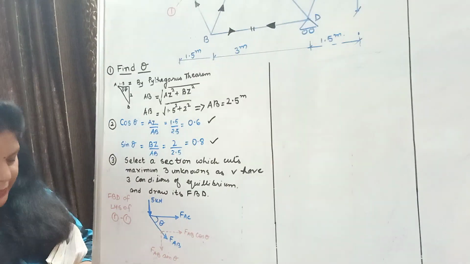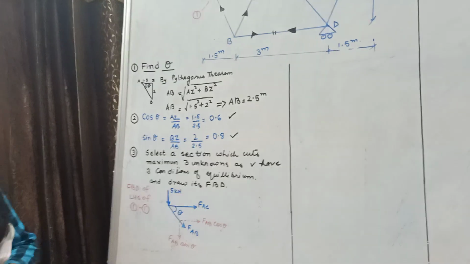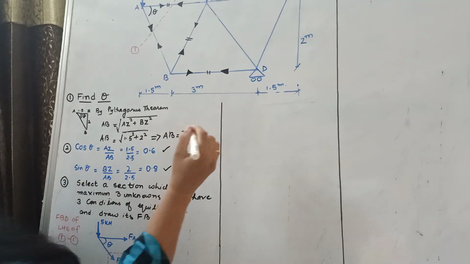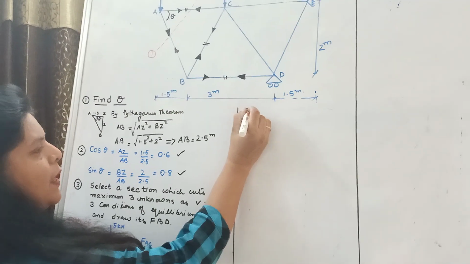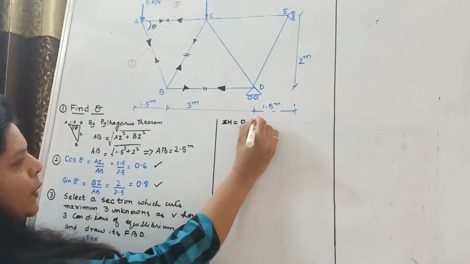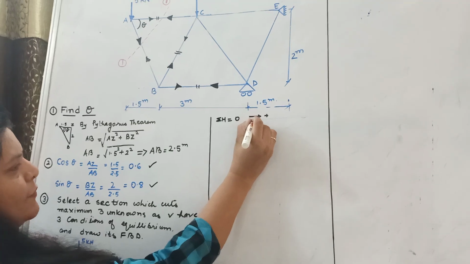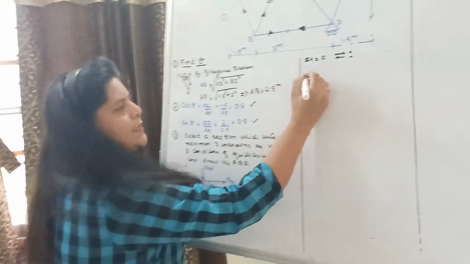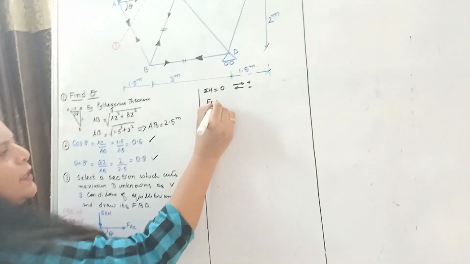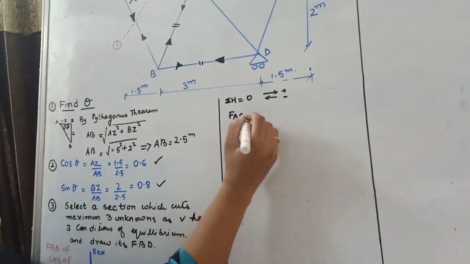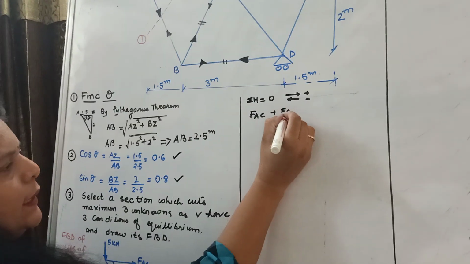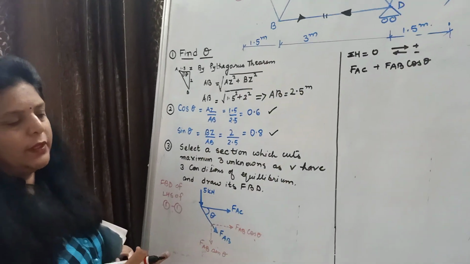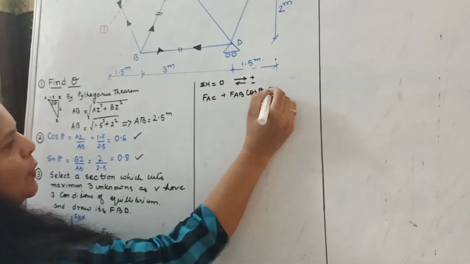So FAB, that is sine theta, we have resolved. Now we will apply our conditions of equilibrium. What is the condition of equilibrium? Sigma H is equal to 0. Right side positive, left side negative. Here the horizontal force FAC is moving towards the right side, so positive. FAB cos theta is again moving towards the right side, so positive. Is there any other horizontal force acting on the structure? No. So that is equal to 0.